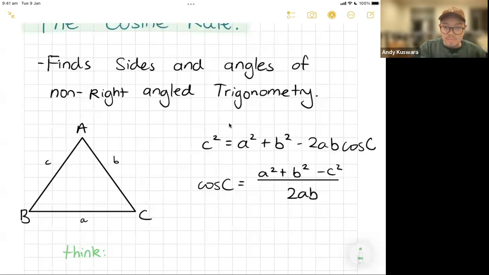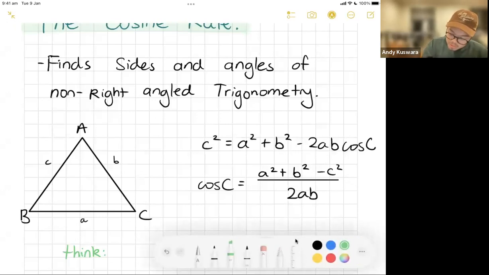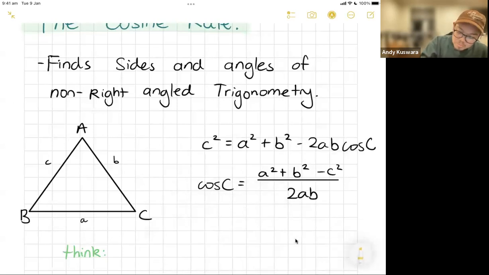Now c squared equals a squared plus b squared minus 2ab cosine c, or cos c equals a squared plus b squared take away c squared all over 2ab. Now, the most important thing you'll note here is I can change around the formula however I want. But the most important part is, if it's c squared here, the thing here is cos c. And if it's cos c here, the thing that I'm minusing is the c squared.